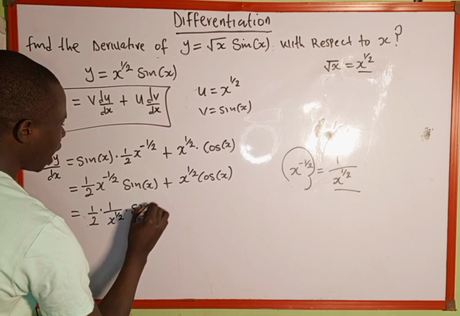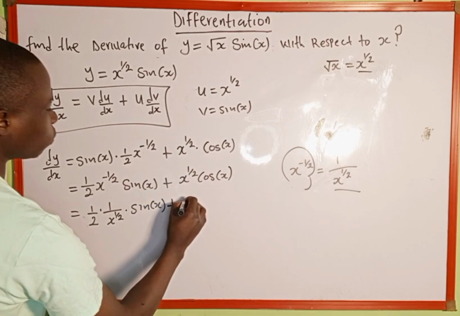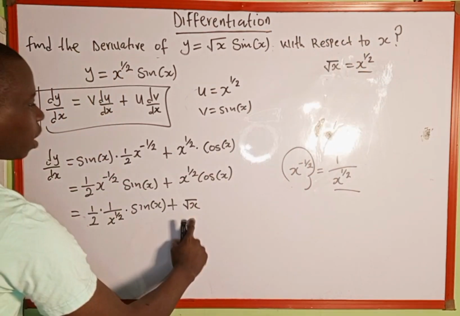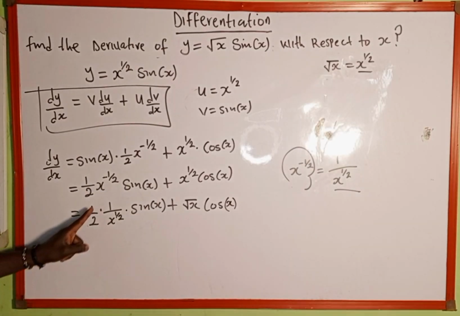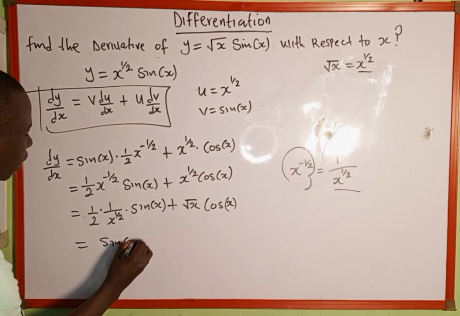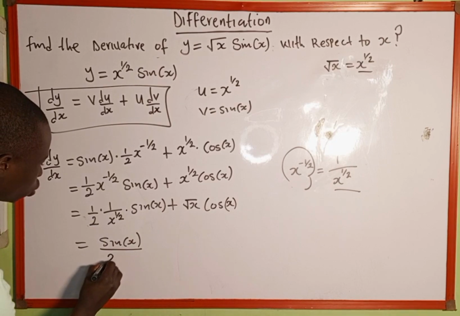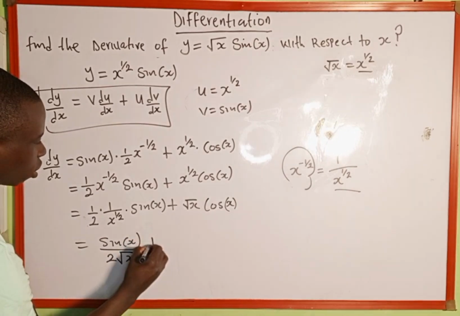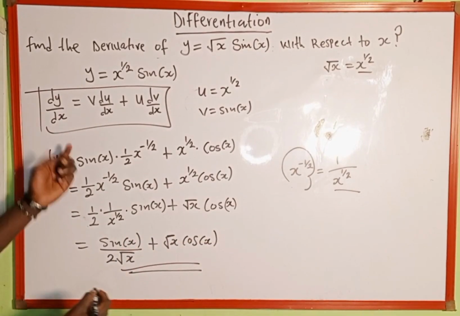Then multiply by sine of x, then plus x raised to the power of 1 over 2, which is the same as square root of x, because if you recall, we let square root of x be x raised to the power of 1 over 2. Then multiply by cosine of x. Now we're going to do the multiplication. 1 multiplied by 1 is 1. 1 multiplied by sine x is the same as sine of x. Then divided by 2 multiplied by x raised to the power of 1 over 2, which is the same as 2 square root of x. Then plus square root of x cosine of x. So here's the derivative of this function with respect to x.